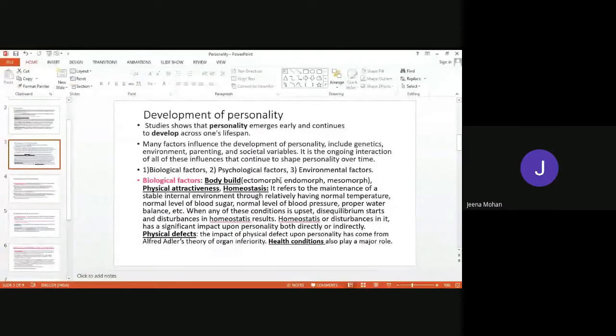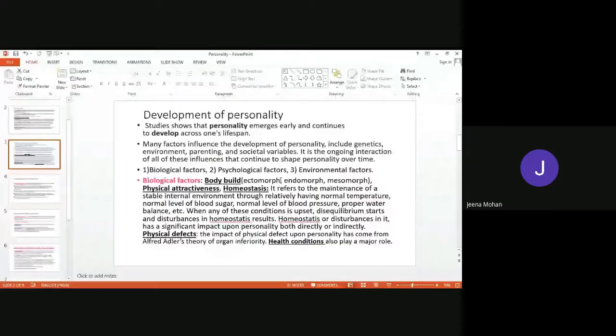What do you mean by introverted or introversion? What is the meaning of introversion? Yes, they prefer to be in their own world, or they have poor socialization. Usually they will be socially withdrawn. They don't like to mingle with others. That is what introvert means. What is the opposite of introversion? Extroversion. Yes, very good.